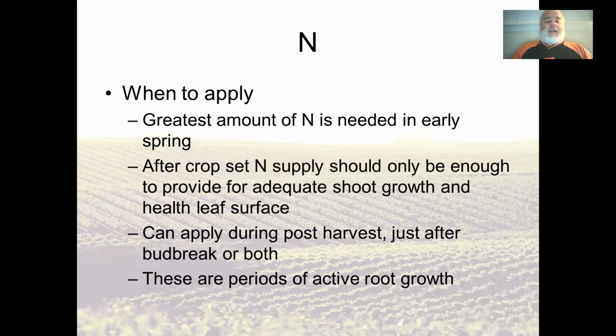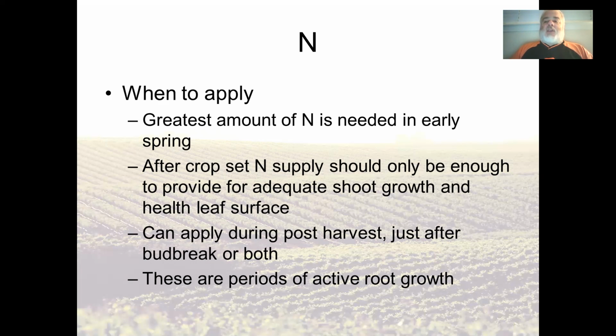So when do you apply nitrogen? It's definitely needed in early spring for that rapid growth. That's when you're growing leaves and shoots. And that's when you need nitrogen. That's when you need most of it. It's that burst of growth in the spring. After crop set, nitrogen supply should only be enough to provide for adequate shoot growth and healthy leaf surface.